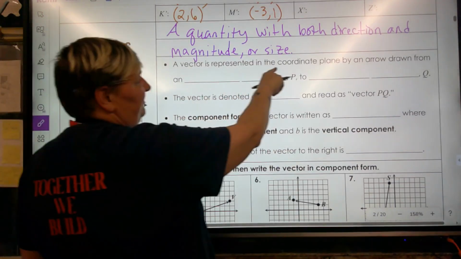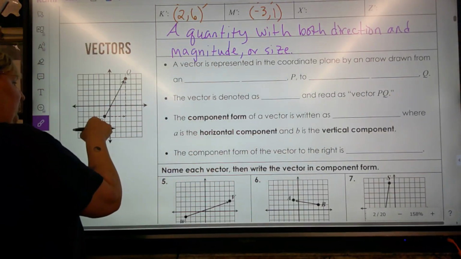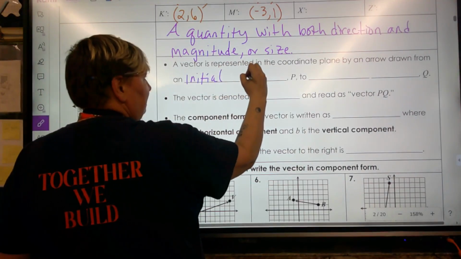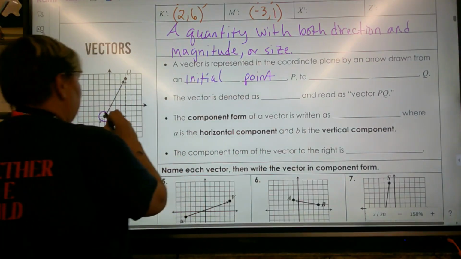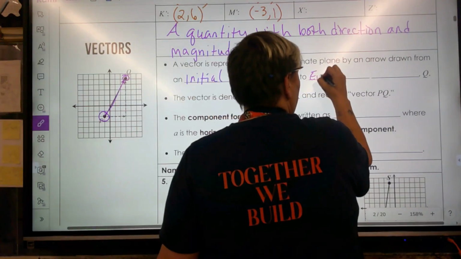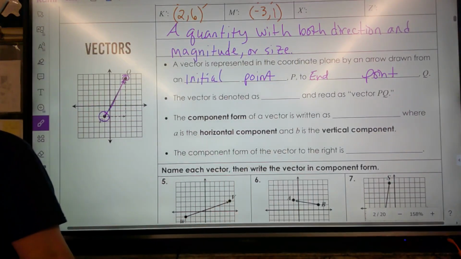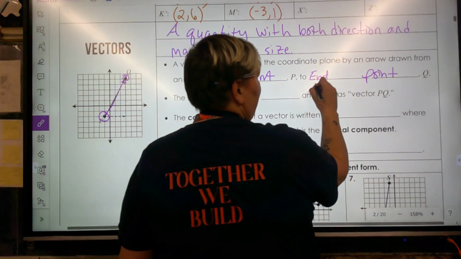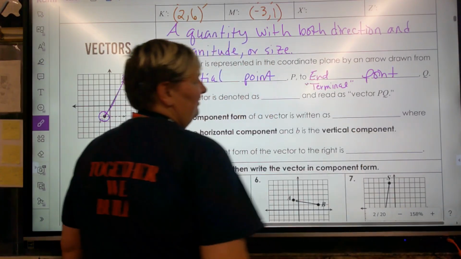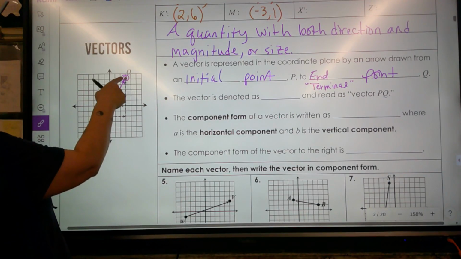A vector is represented in the coordinate plane by an arrow drawn from an initial point. This is my initial point, to an end point. This is my end point. End point or terminal point. Some people might say terminal. Terminal means ending, right? Your end point or your terminal point. Initial point was P, my terminal point was Q.